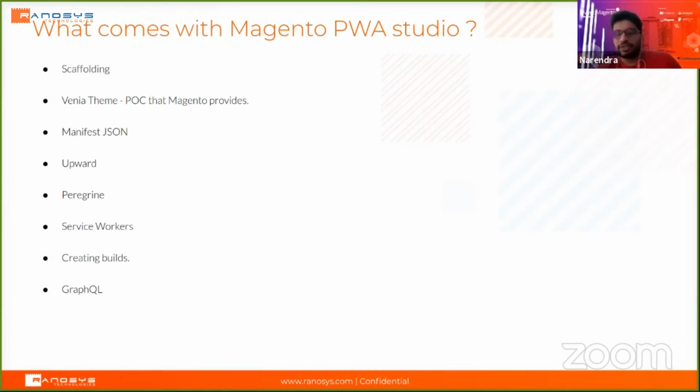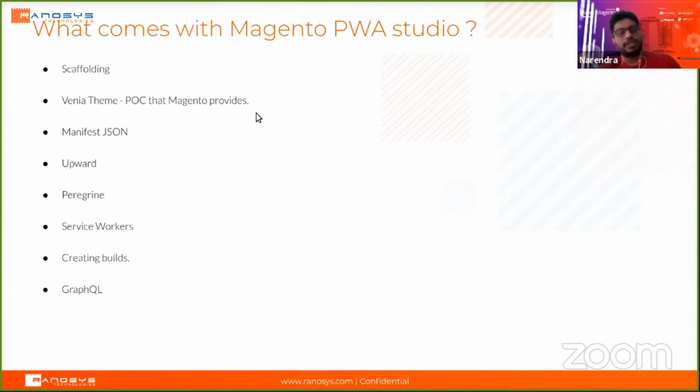Then the Venia theme. For those who are not aware, Magento's PWA comes with a default theme called Venia. It is a POC that Magento provides to us, and you can say it's somewhat like Magento's Blank or Luma theme. So Magento is already building a theme for us that we can directly use.